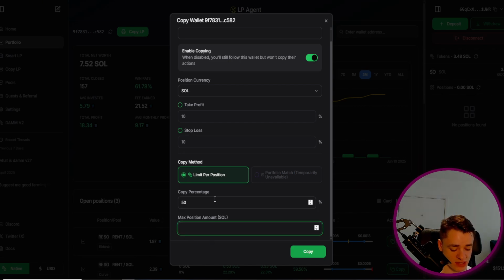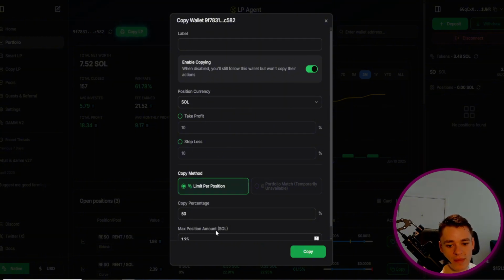For max position size, I can see he's got some 2.39s there. So I'm going to put 1.25. And of course, all of this isn't perfect. Ideally, I would probably want to up this a bit, because if he does enter with 5 Solana, I've got this max 1.25. I'm not copying with a 50% limit. So maybe you might want to remove that or up it a lot.